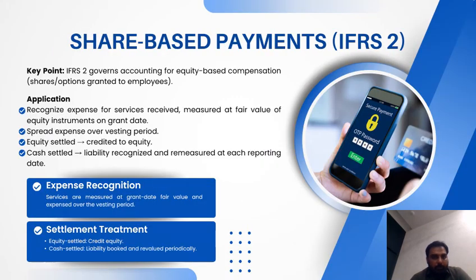IFRS 2 Share-based Payments. Moving to IFRS 2, which governs accounting for equity-based compensation such as shares or stock options granted to employees. The key rule is that expenses must be recognized for services received, measured at the fair value of the equity instruments on the grant date. This expense is spread over the vesting period. If equity settled, the amount is credited to equity. If cash settled, a liability is recognized and remeasured at each reporting date.